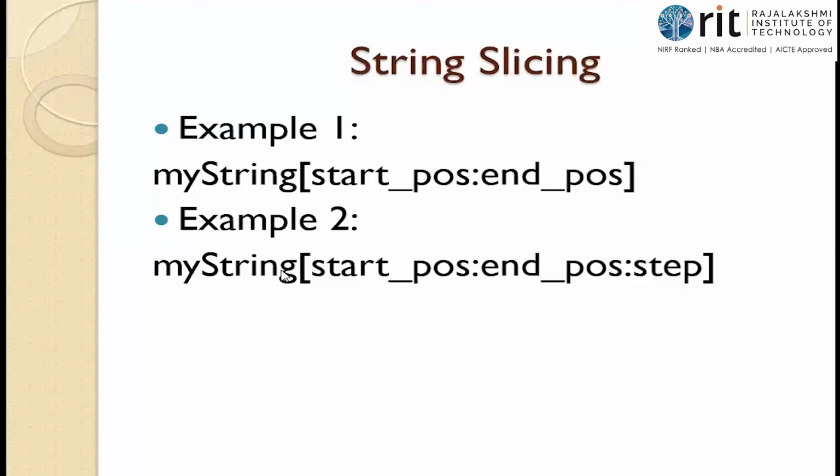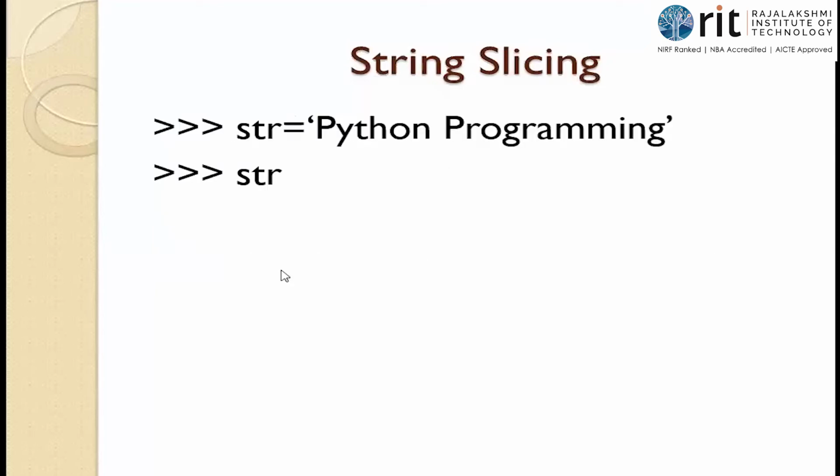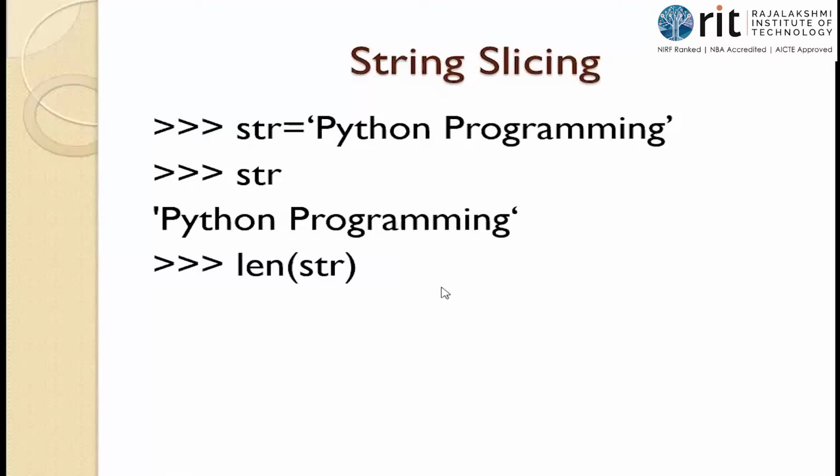Next. Slicing example. STR is equal to Python programming. So STR, it is in shell mode. Print of STR is going to give me the value Python programming. Okay. Len of STR. We have a predefined function called len. A predefined function means the function is not written by the programmer or the user. The function's definition is already available in the language. That is what is called a predefined function or library function or built-in function. Okay. So len of STR.